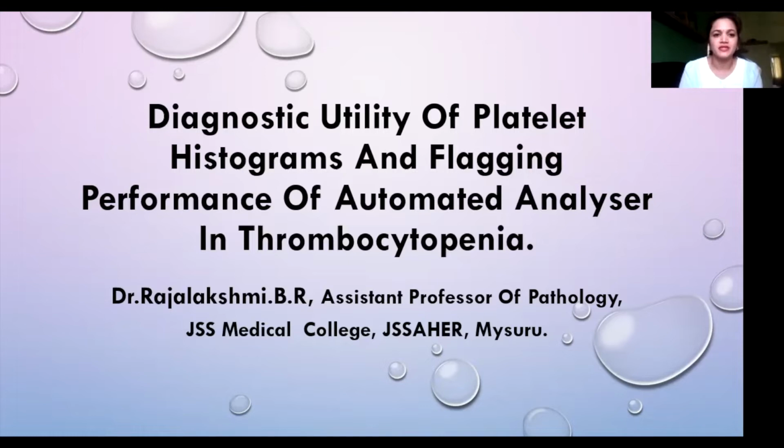Today, I will be presenting a study on the diagnostic utility of platelet histograms and flagging performance of automated analyzers with thrombocytopenia.